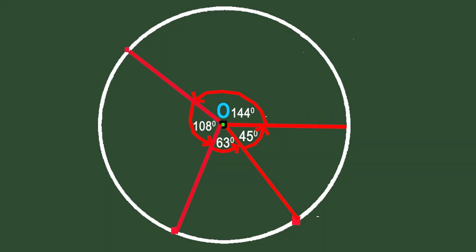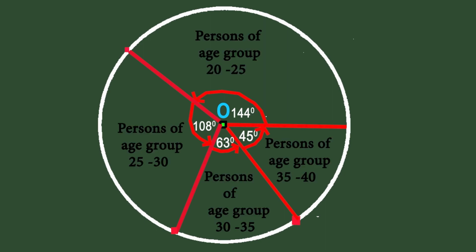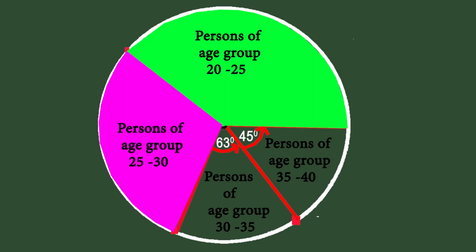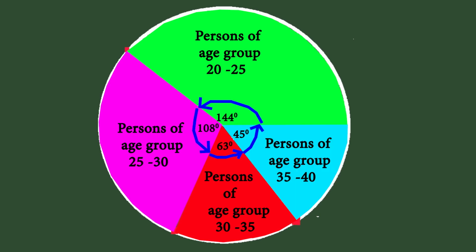In this way, after drawing the sector of circle, write information of people of that age group and measure of angle. For our convenience, let us give color to each sector differently. In this way, we can draw a pie diagram.